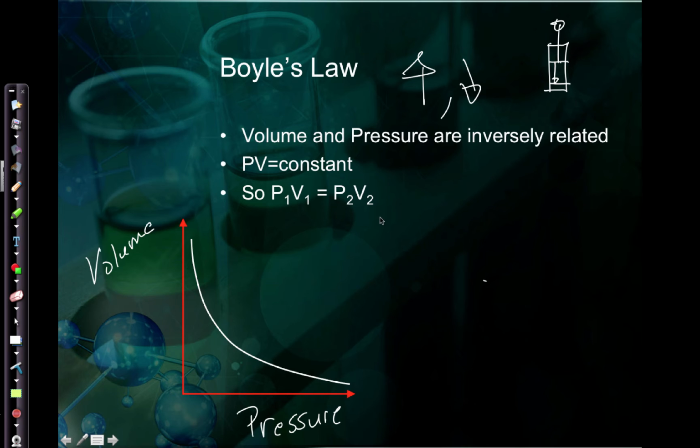So this is Boyle's law right here. And the 1 would be initial, the 2 would be the final. So if I change one variable, I can figure out what the other variable will be.